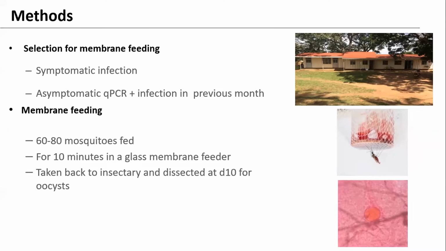Now, the picture on the top right there is our insectary in Nagongera. This is where we do colony maintenance and feeds. The middle one is a mosquito feeding on the glass feeder, and then below is a picture of an oocyst that we picked through the microscope.